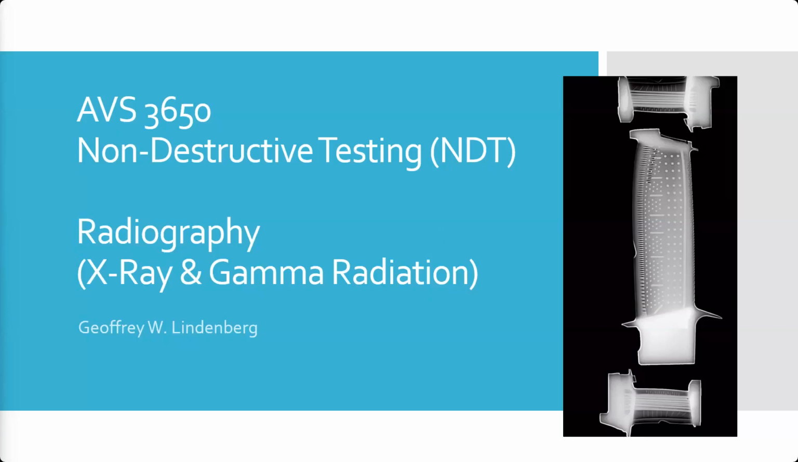Next topic we're going to start looking at is radiography, and we're going to primarily focus on the use of X-ray and gamma ray radiation. There are other forms of radiography, such as neutron radiography, but these are the two most common used in aerospace, although you're probably seeing neutron a little bit more. Neutron radiography is very similar to gamma in terms of how it's performed.